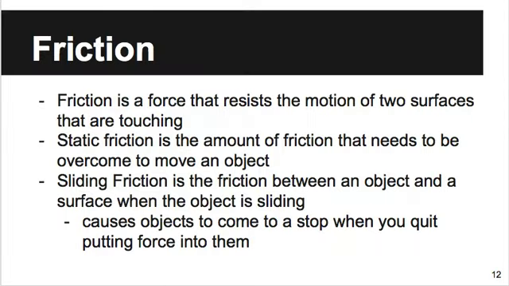Friction. Friction is a force that resists the motion of two surfaces that are touching. Static friction is the amount of friction that needs to be overcome to move an object. Sliding friction is the friction between an object and the surface when the object is sliding. So static means still or not moving. So static friction is going to be the amount of force that we need to actually push to get something to move. Sliding friction is to keep something moving. Sliding friction causes objects to come to a stop when you quit putting force on them. And that was slide 12.